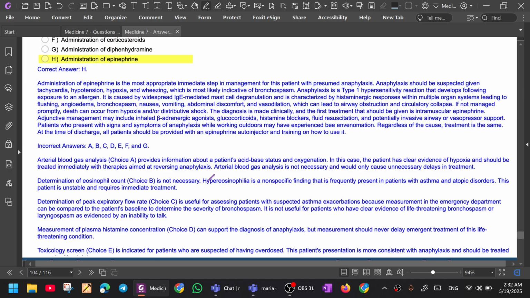Determination of eosinophil count is not necessary. Hypereosinophilia is a non-specific finding that is frequently present in patients with asthma and atopic disorder. This patient is unstable and requires immediate treatment. Measurement of plasma histamine concentration can support the diagnosis of anaphylaxis, but measurement should never delay emergent treatment of a life-threatening condition.